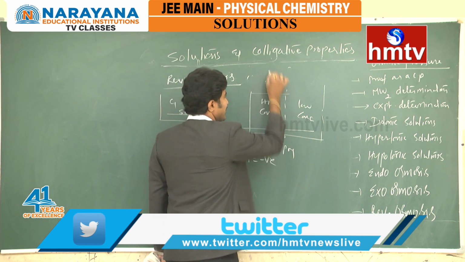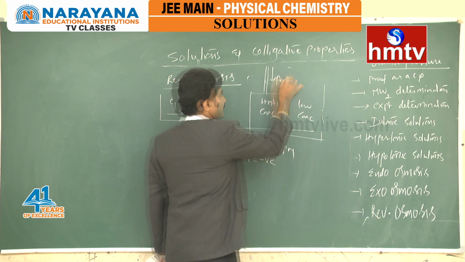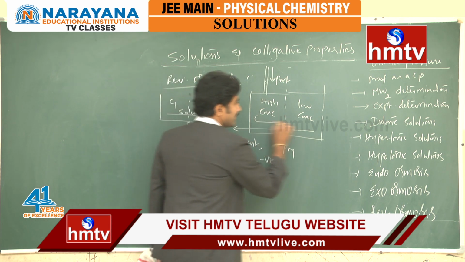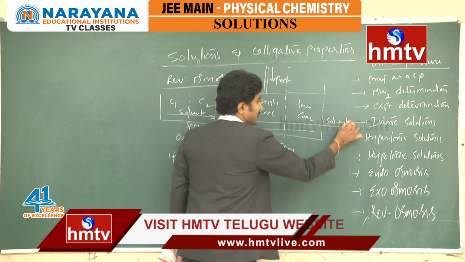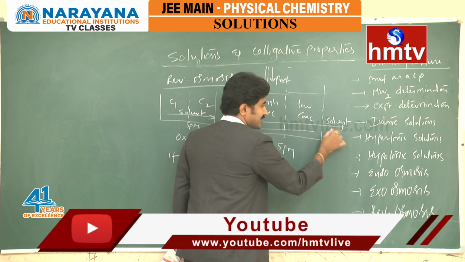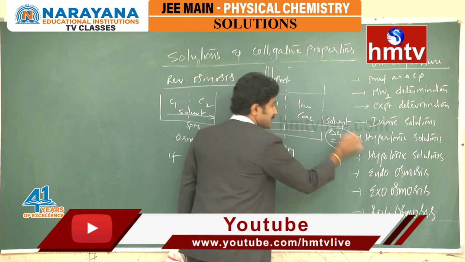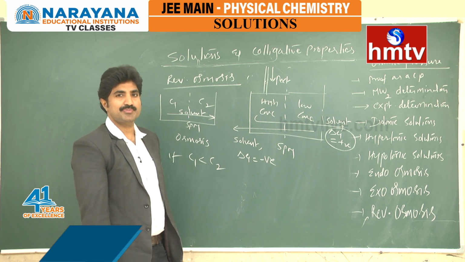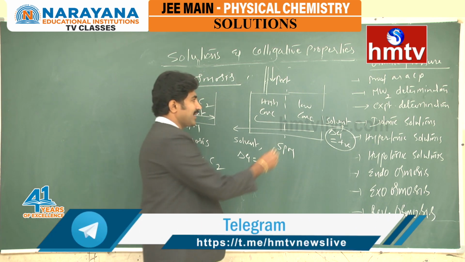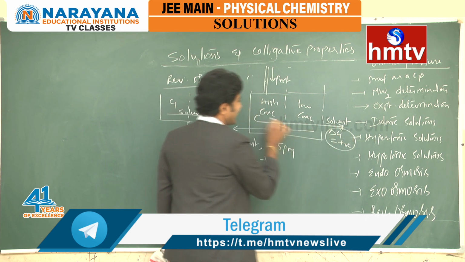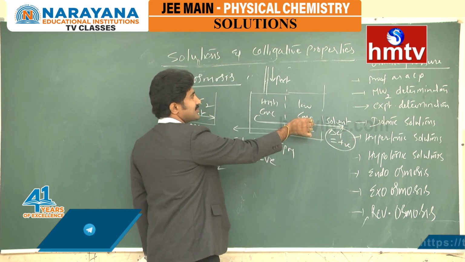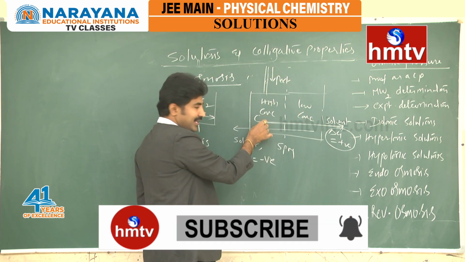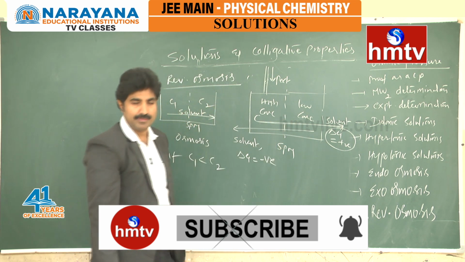Suppose you apply some external pressure on the high concentration side. What happens? A non-spontaneous process takes place. Then solvent molecules migrate from the higher concentration side to the lower concentration side. It is a non-spontaneous process. This phenomenon is defined as reverse osmosis. What is reverse osmosis? It is the phenomenon of migration of solvent molecules from the higher concentration side to the lower concentration side, by applying some external pressure on the higher concentration side when they are separated by a semi-permeable membrane.